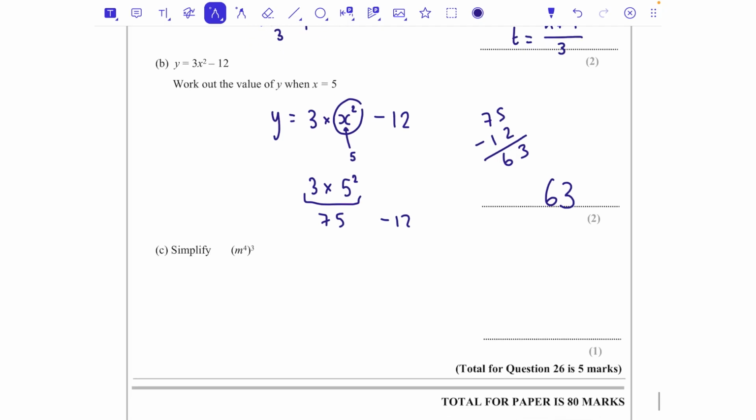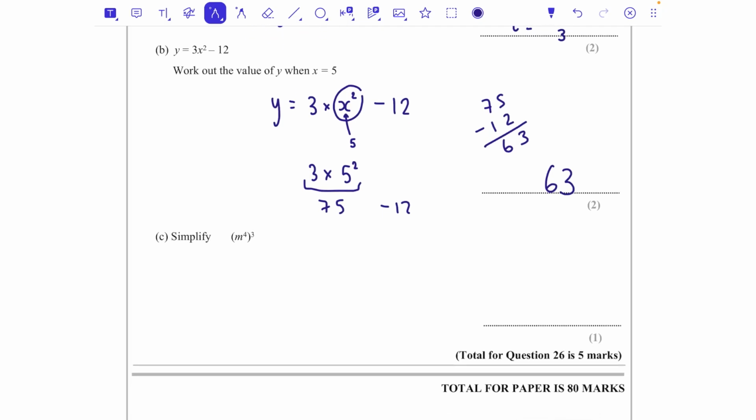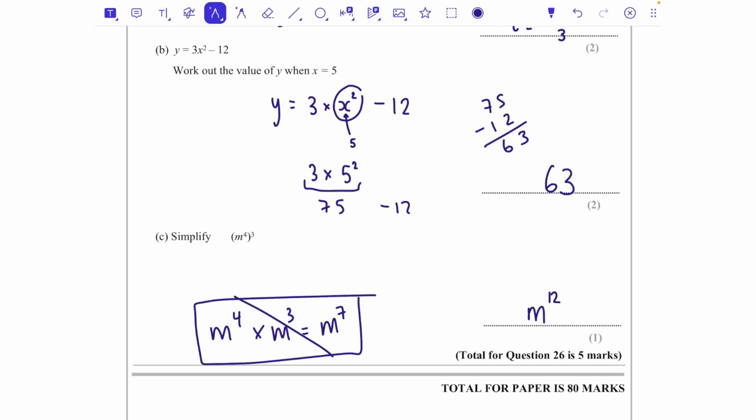For part C, simplify m to the power of 4, all to the power of 3. Now a power of a power, we multiply them together. So that's going to be m to the power of 12. Don't confuse it with m to the power of 4 times m to the power of 3, which when we multiply, we add the powers. That's m to the power of 7, but that's not what we're doing here. A power of a power, you multiply them together to get m to the power of 12.